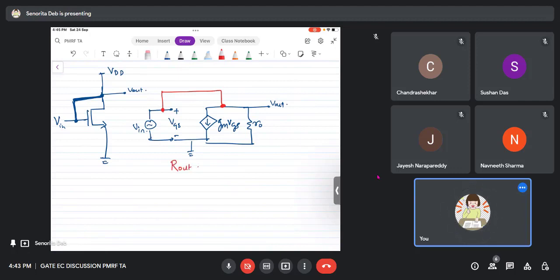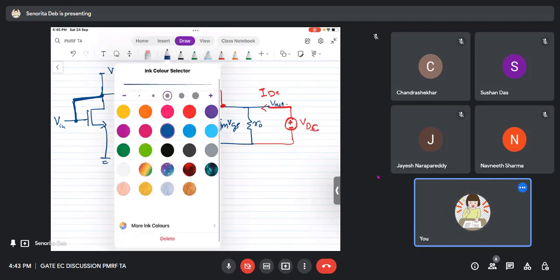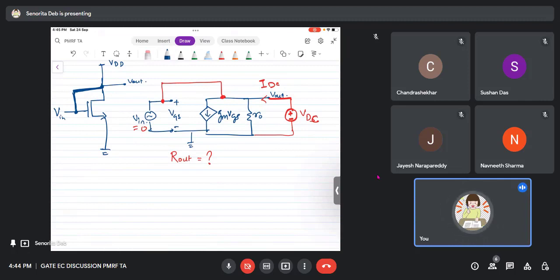Now in this, if I ask you what is the value of R out, so R out we find with Thevenin concept, right? So what is Thevenin's concept? That you apply a voltage source VDC at the output, from where there is a current IDC going in, and in that case V in should be 0. Okay, so now let's solve this.